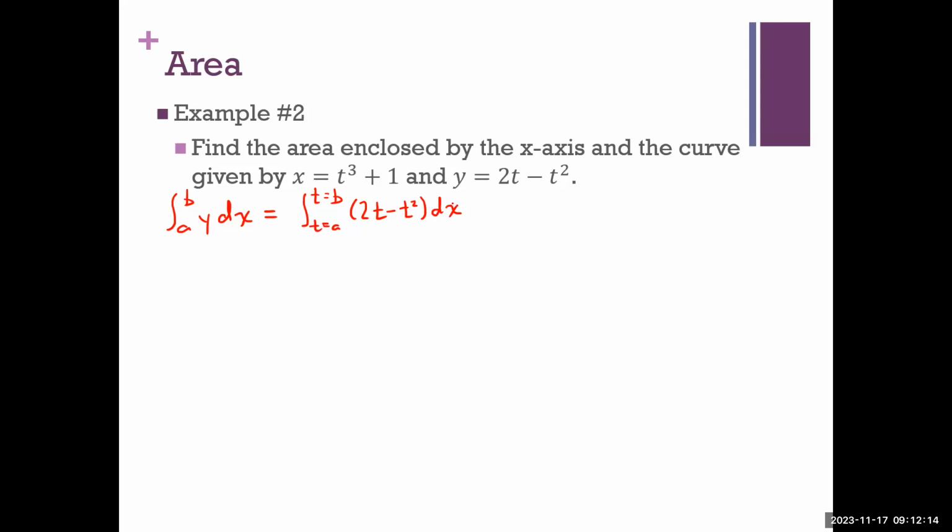Can we just get the derivative of x? Right. So what is dx dt? 3t squared, which means dx is equal to 3t squared dt. Getting closer. So we have an integrand, 2t minus t squared times 3t squared dt. The last thing we need is to figure out what the bounds are. So how can we determine what those are?